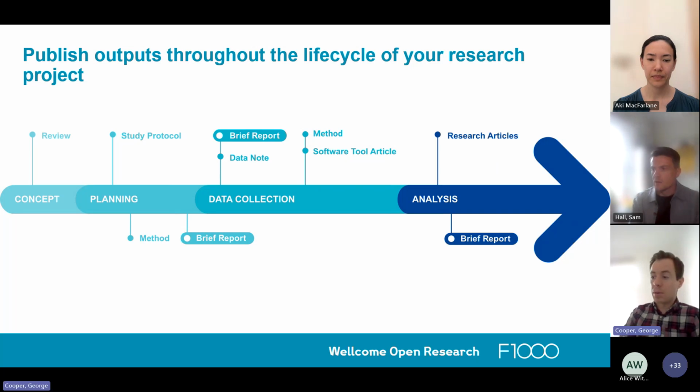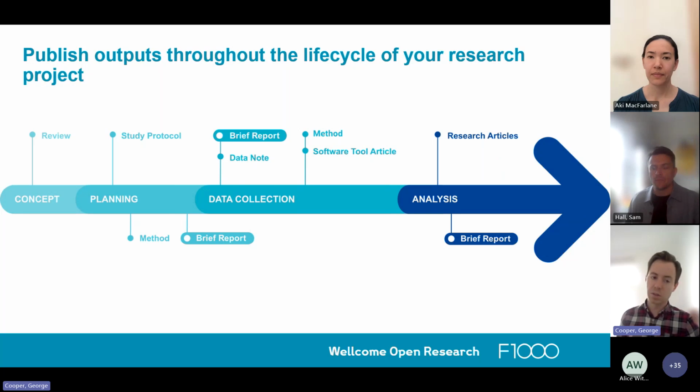So another feature of the model that's quite unique really is the diversity of article types that you can publish on the platform. The intention here is that not only is Wellcome Open Research open in terms of content being open access and open peer review, but also in terms of encouraging broader open research practices when it comes to sharing each step of the research lifecycle.